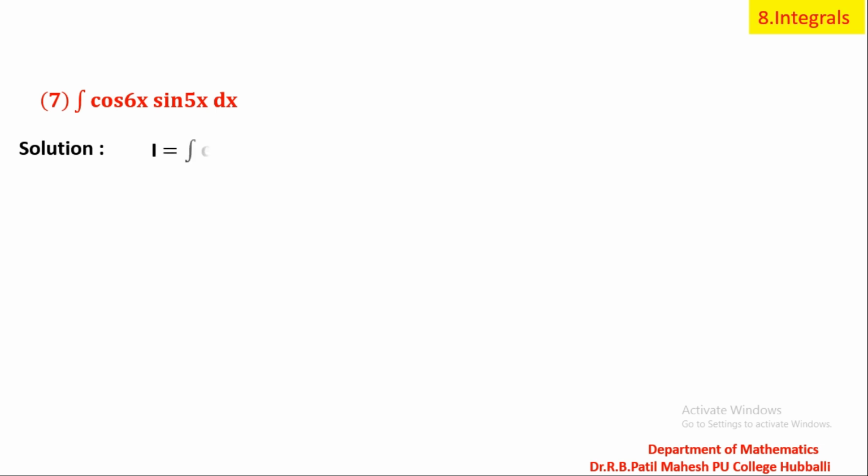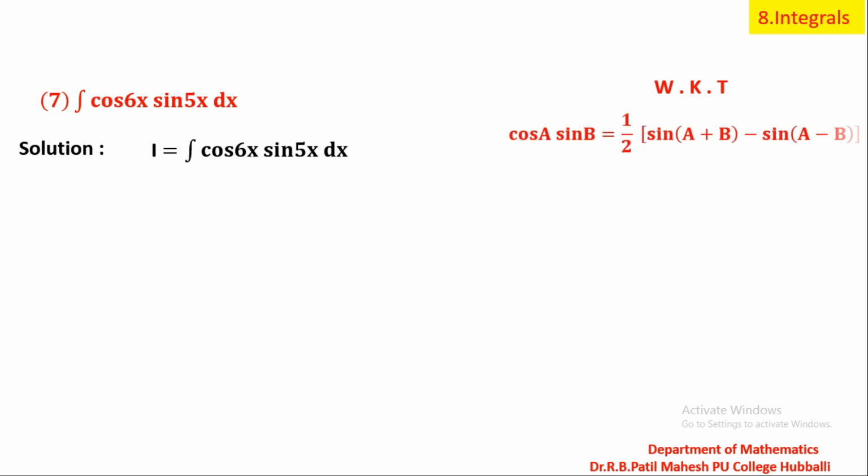Let me take the given problem as I, and we know that, definitely I go back to the trigonometry formula that we discussed. Cos A sin B is 1 by 2 sin of A plus B minus sin of A minus B. Dear students, remember always this formula. So now my job is to replace the A and B values in the formula. So A value is 6x, B value is 5x. So in this entire formula I am going to write it. So that integration will be 1 by 2 sin of A plus B minus sin of A minus B.